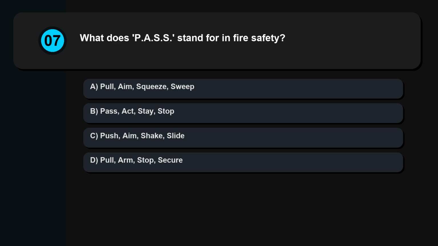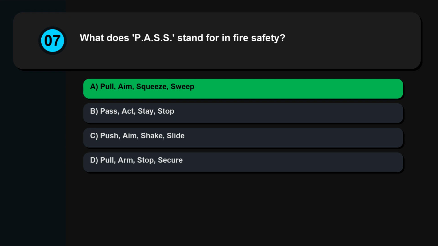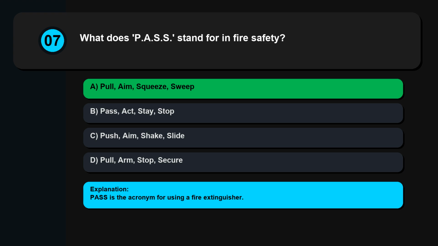Question 7. What does PASS stand for in fire safety? Pull, aim, squeeze, sweep; pass, act, stay, stop; push, aim, shake, slide; pull, arm, stop, secure. PASS is the acronym for using a fire extinguisher.